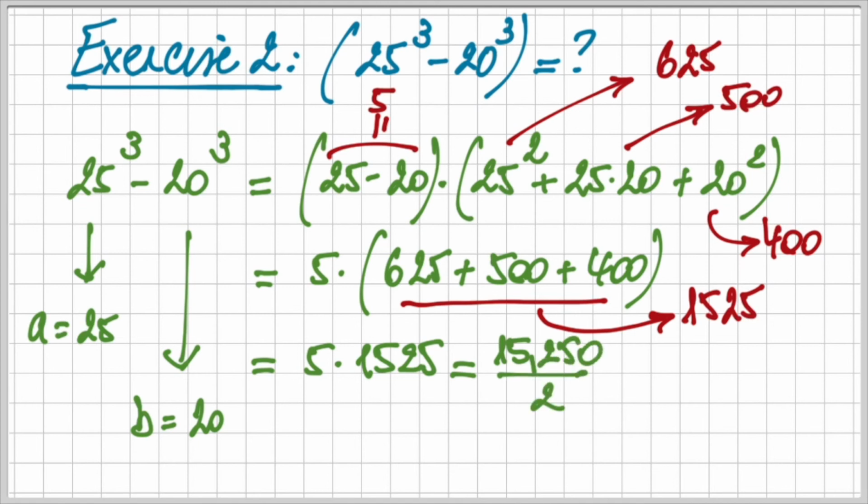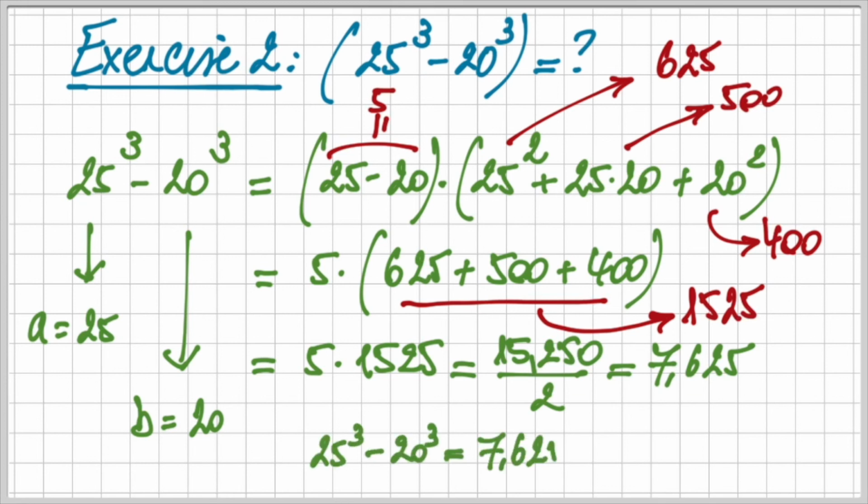15,250 divided by 2. I multiply it by 10 and then I divide by 2. It's easier to do this calculation. And we find that this result is 7,625. We don't have to calculate the third powers, and we can use this formula to find the result of 25 to the third minus 20 to the third, which is equal to 7,625.